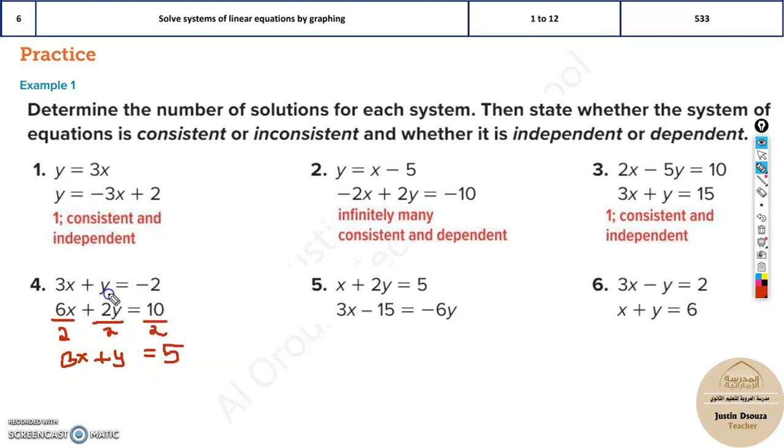Now compare these both equations. You can see this is 3x, the first number. So the thing is, you can see over here, 3x and y are the same, but only the change is minus 2 and 5. So these both are different, whereas the other things are the same.